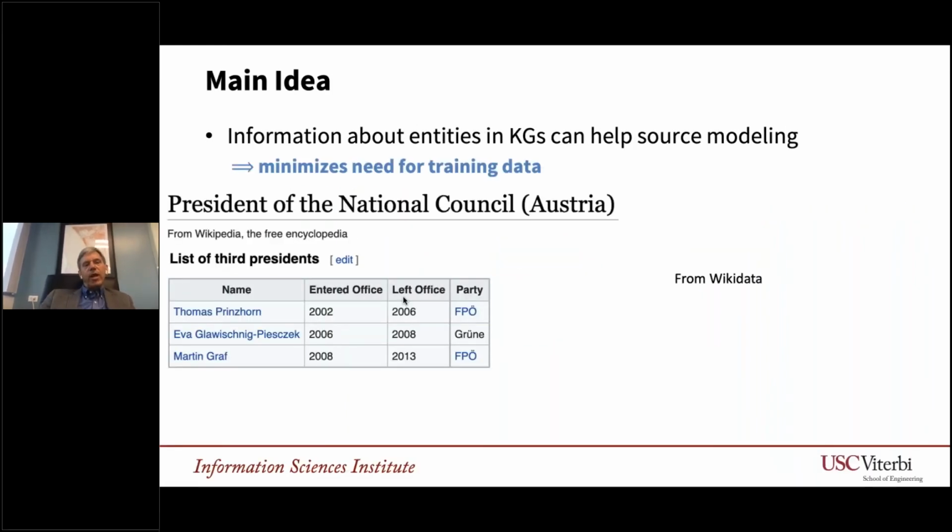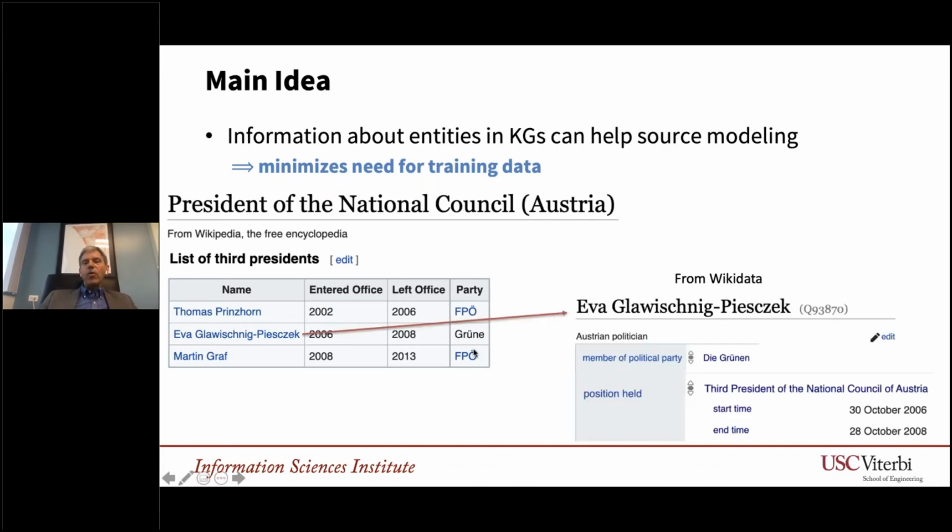Okay, so here's the main idea. I start out with a table, let's say from Wikipedia. It has these third presidents listed with their start and end times and what party they were in. And then over in Wikidata, I have a lot of information about some of these individuals, right? In the initial version of this work, we're going to exploit the fact that the link between Wikipedia and Wikidata is sometimes explicit.